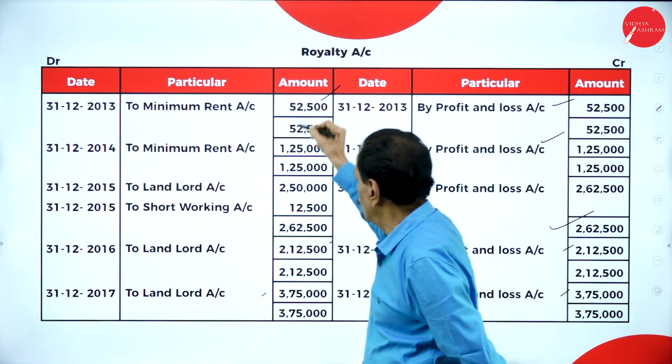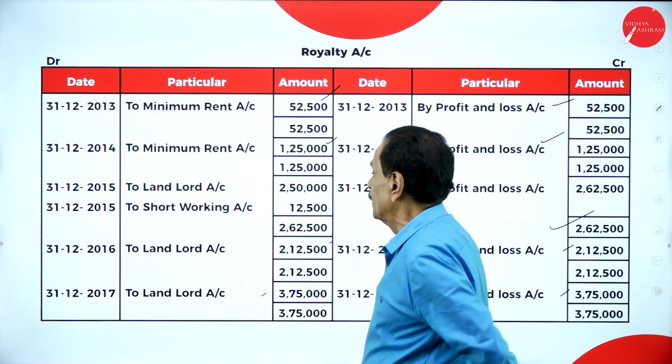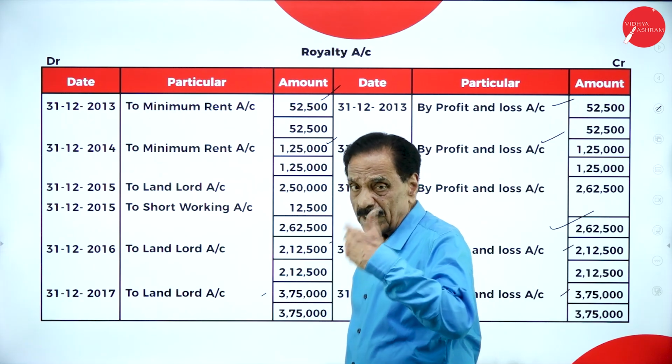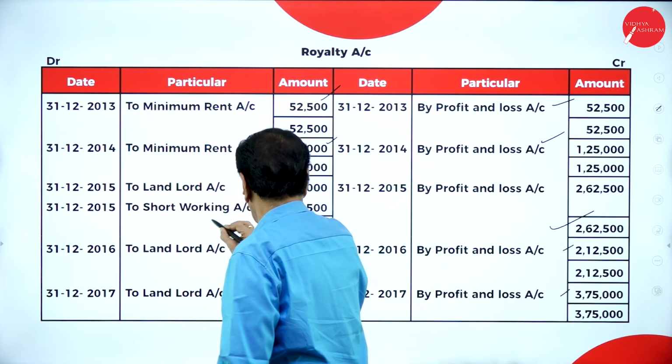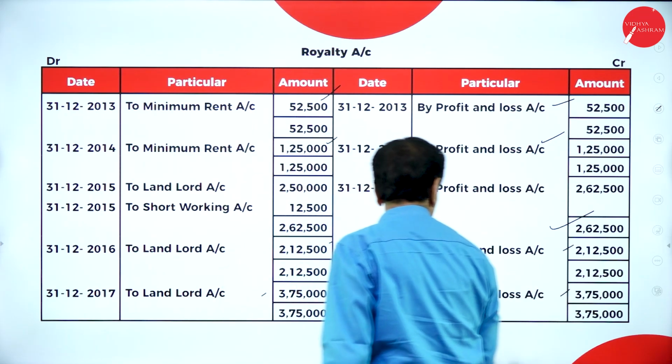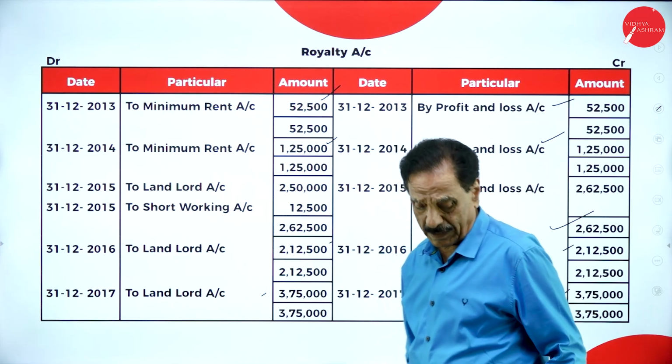So here in 2 years only minimum rent is more. In the 3 years royalty is more. So when the royalty is more, royalty to landlord to short working. Royalty to landlord to short working. Royalty to landlord by profit and loss account.